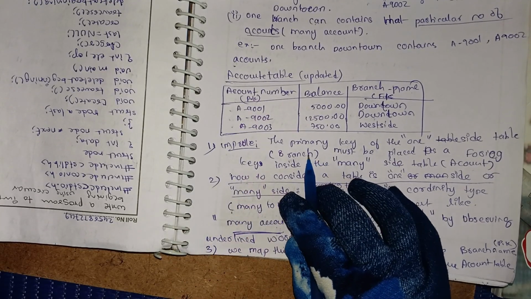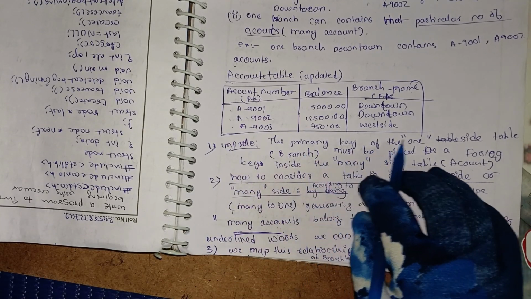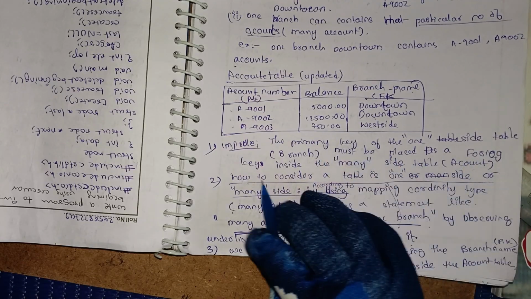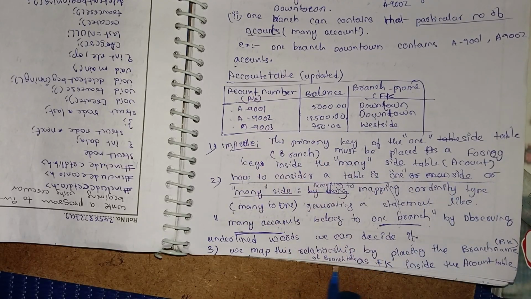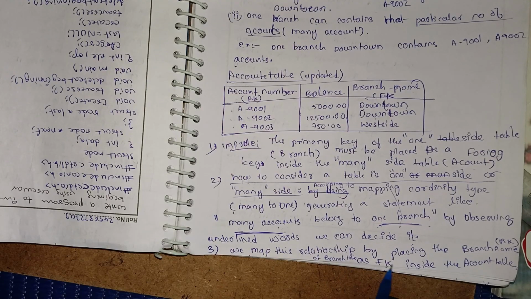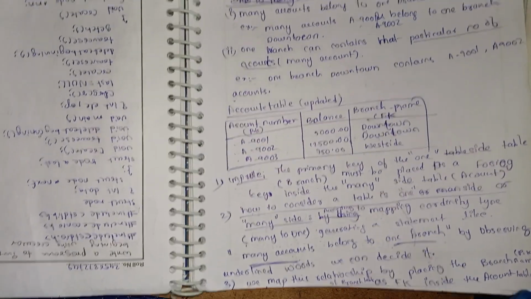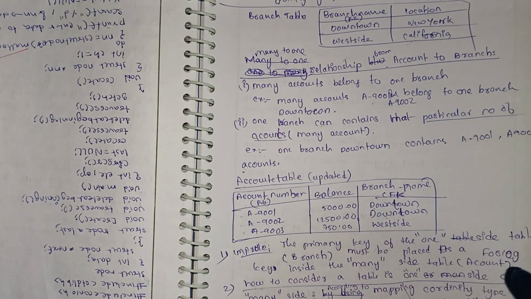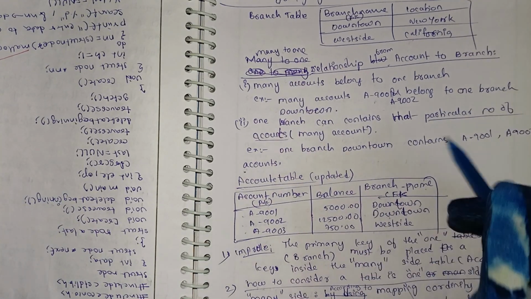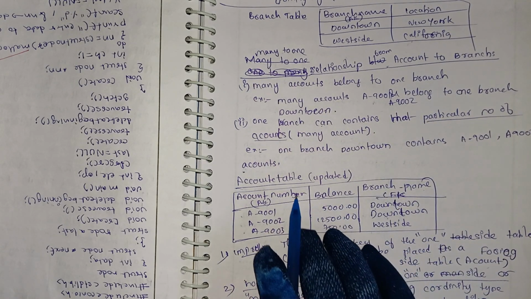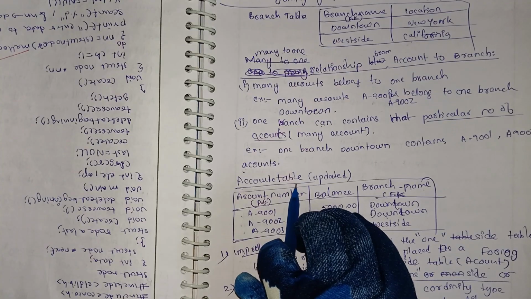So as we have studied in the important rule, the primary key of the one side table, that is branch, must be placed as a foreign key inside the many side table. Means we map this relationship by placing the branch name primary key of the branch table as foreign key inside the account table, as we have placed here. And we have discussed relationships also. So we are updating the account table here.